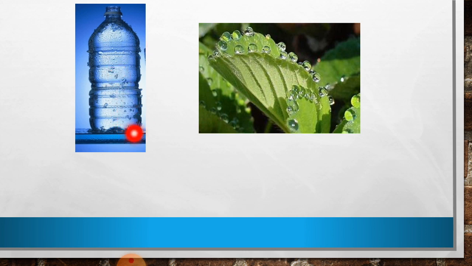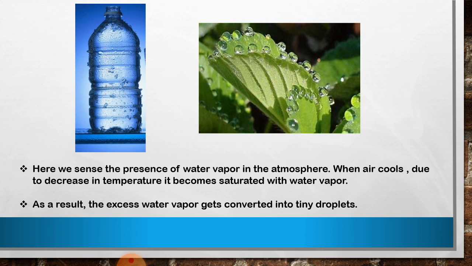In the same way, in the second activity, if we observe the leaves of plants or grass, or the window glass of a vehicle in the early morning, we see water droplets collected on its surface. So here these are the two observations. From this we sense the presence of water vapor in the atmosphere. तो वाटर वेपर है एटमॉस्फेयर में, इसीलिए ये सब हो रहा है.